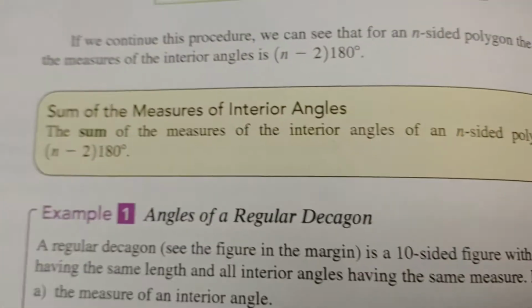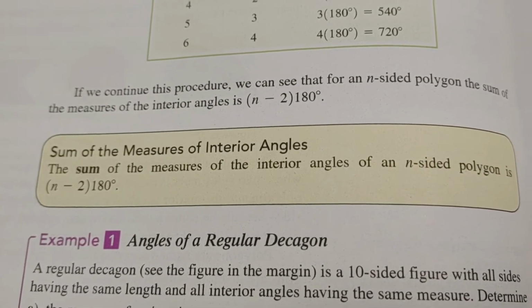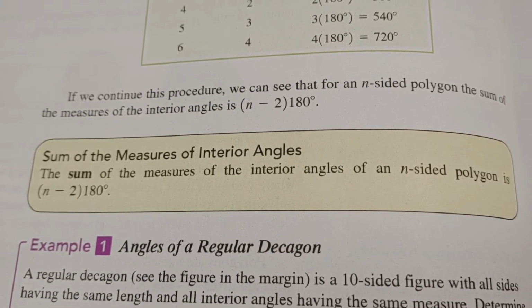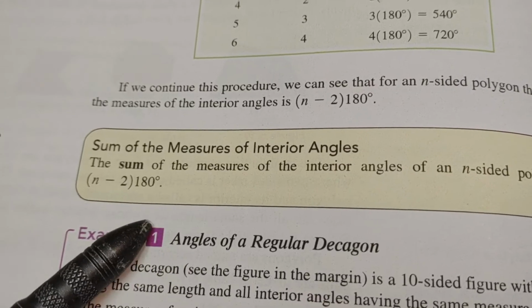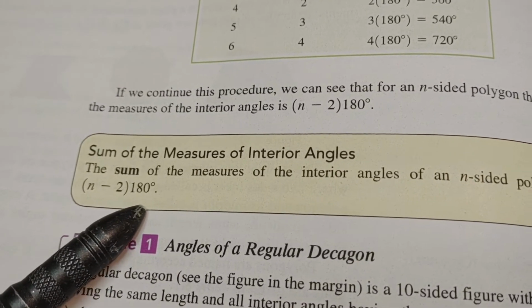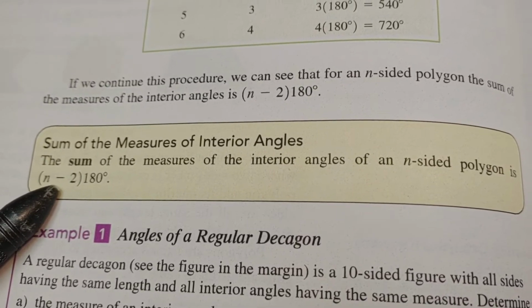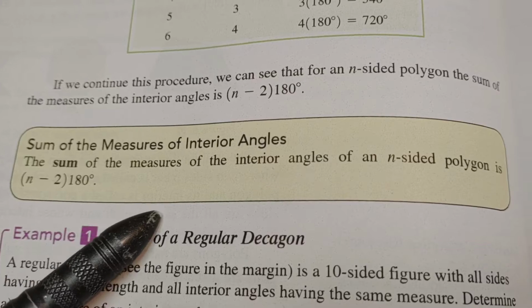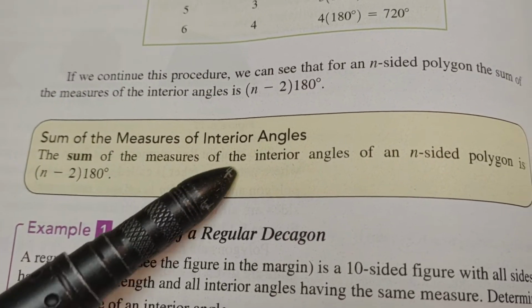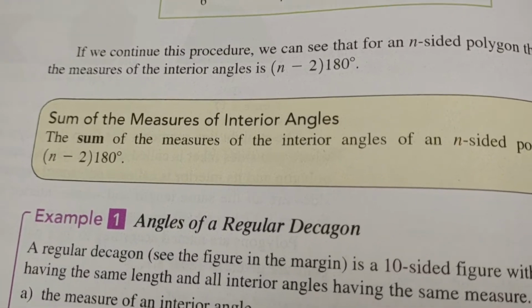When we come over here, the measure of interior angles. The sum of the measure of interior angles of an n-sided polygon is n minus 2 times 180. However many sides you have, like if you have 6 sides, you subtract 2 and get 4. 4 times 180 tells you the total degree measure of the inside angles is 720.